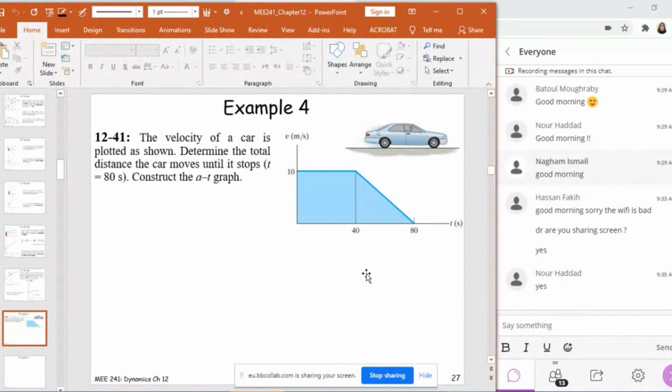It's V versus T. And I know, guys, that in the first part, V is constant all over 40 seconds, and then V is decreasing all over another 40 seconds. What I have to find is the total distance traveled by the car until it stops at 80 seconds, right? So I need to find what is the total distance, and since here V is positive, the total distance will be the same as the displacement, delta S. So I need to find, guys, this delta S.